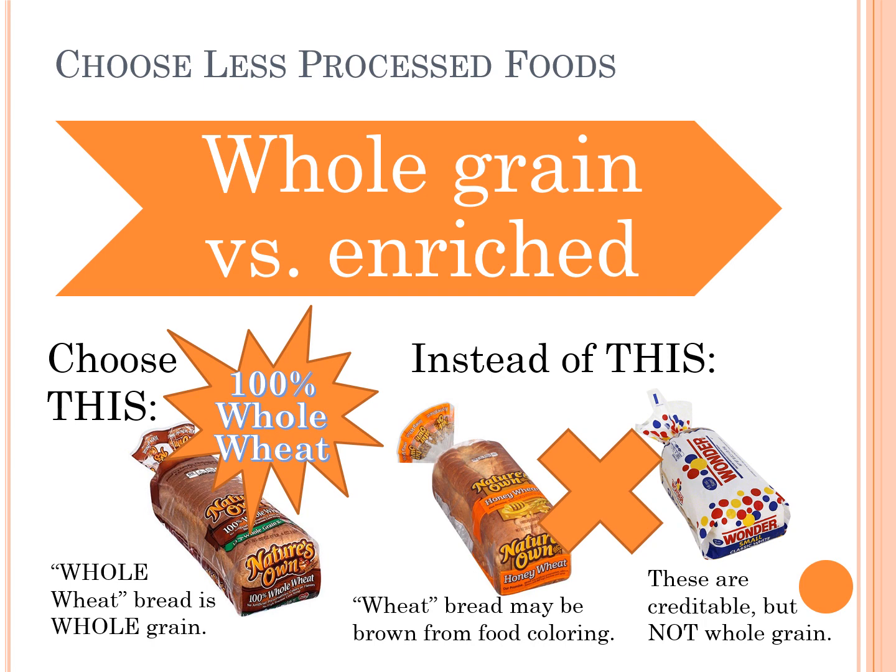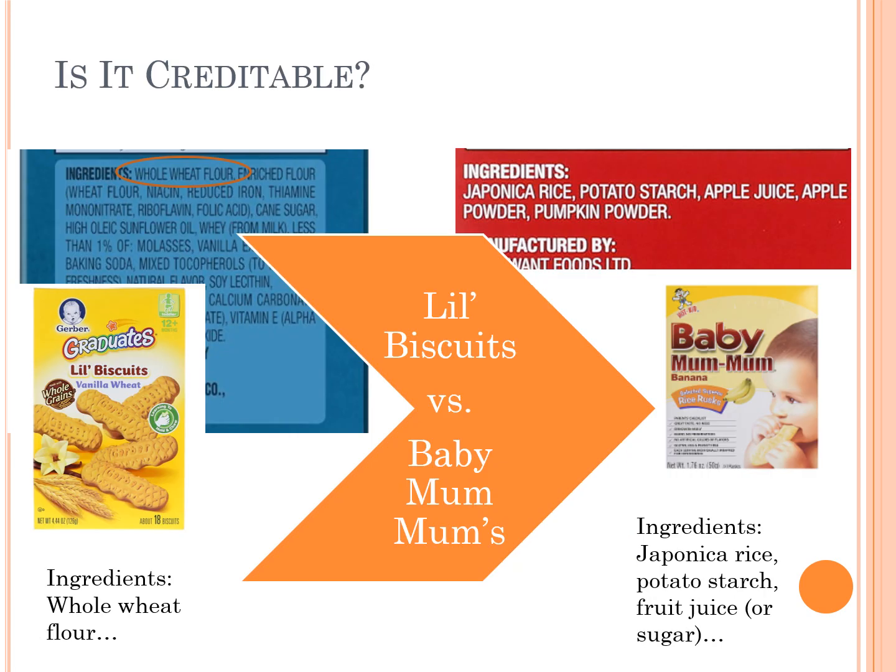In order for a grain to be creditable in the CACFP food program, it must be whole grain or enriched. This means that the first ingredient needs to say whole or enriched. The first picture shows an ingredient list of the Gerber Little Biscuits. Notice that the very first ingredient is whole wheat flour, and therefore it is a whole grain. The only other grain ingredient is enriched flour, so this product is whole grain rich, so you can count it as your whole grain for the day.